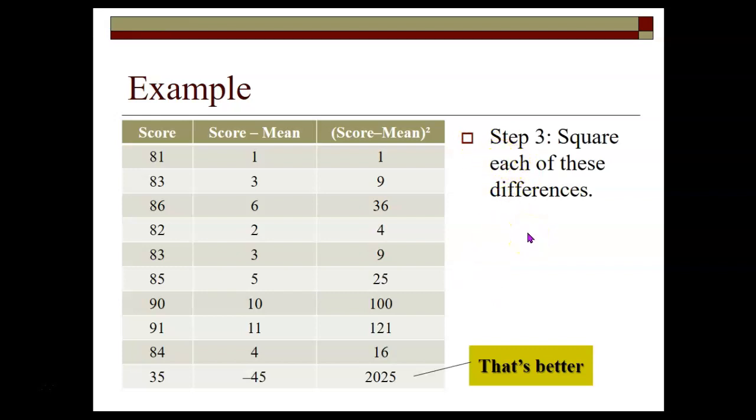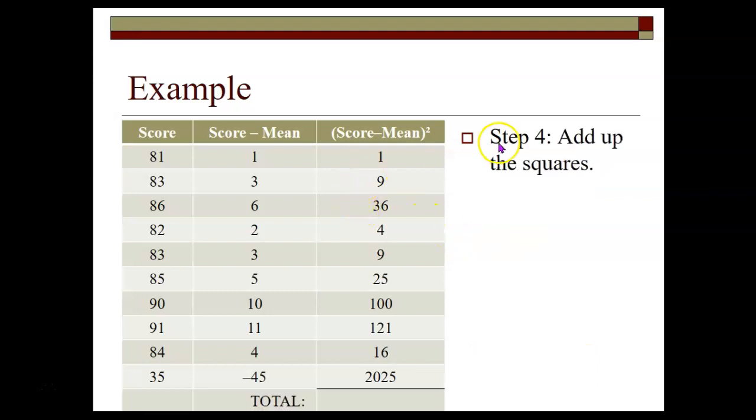Okay, do you remember what we do next? What's the next step? We're adding up all of these squares. So we're adding 1 plus 9 plus 36 plus 4 and so on. And these numbers add up to 2,346.